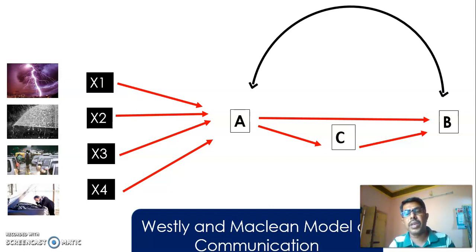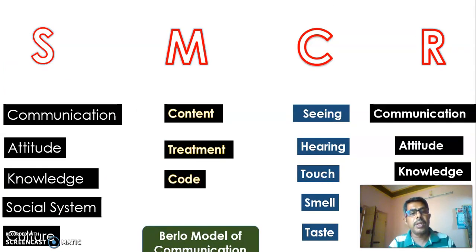This is the Westley-MacLean model of communication. Both A and B have some difficulties in speaking and also listening. We can anticipate some of the criteria, but we cannot anticipate all of them. So we have to consider the Westley and MacLean model, which says both A and B have some difficulties. We have to remove those difficulties before proceeding further.